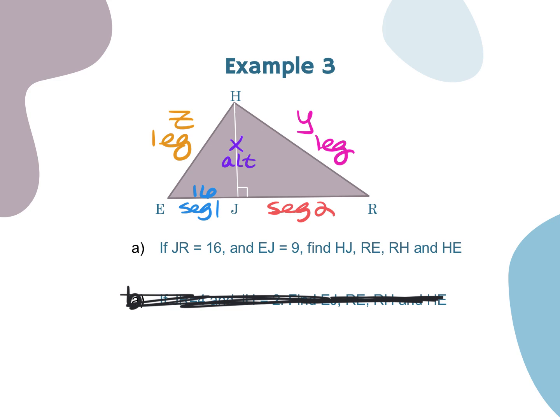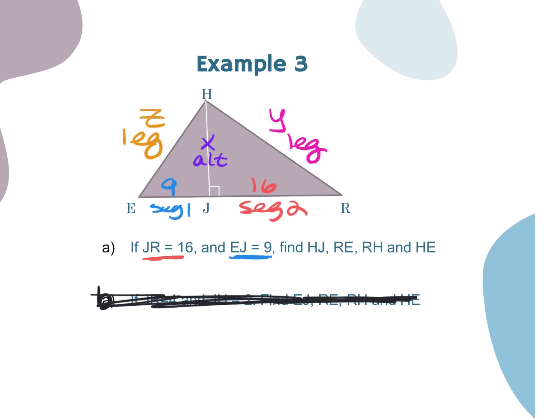Hold on, what'd they give me? EJ. I wrote this backwards, sorry. They gave me EJ is 9 and JR is 16. So they gave me the measurements of the two segments. So in order to find the altitude, I'm going to use my geometric mean altitude theorem. So I'm going to use that one first.